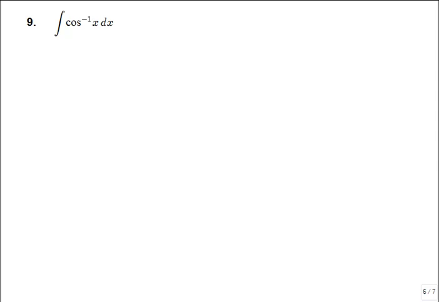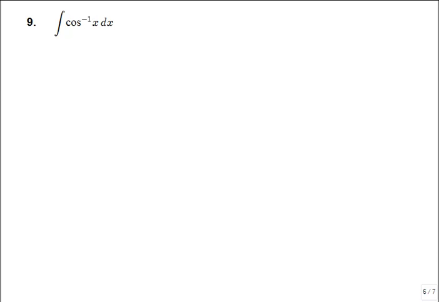Okay, number 9 here, we want the integral of the inverse cosine of x dx. Now we haven't done one like this. This is not a product of two things, it's just the inverse cosine of x. But what you want to remember is that integration by parts works with products, it also works well with ln's, and it's also pretty successfully used with inverse trig functions. So that's what we're going to do here. This is going to be our first example using an inverse trig function.